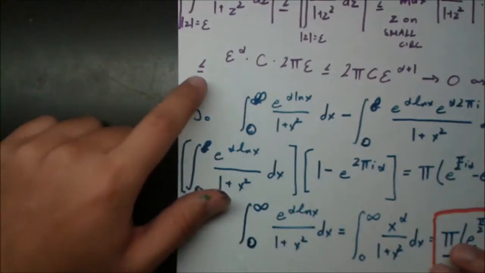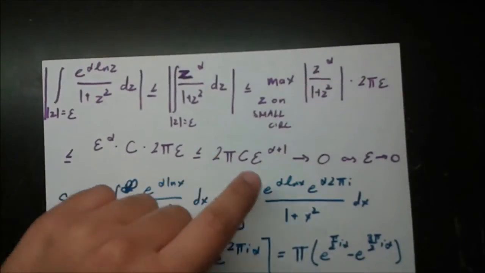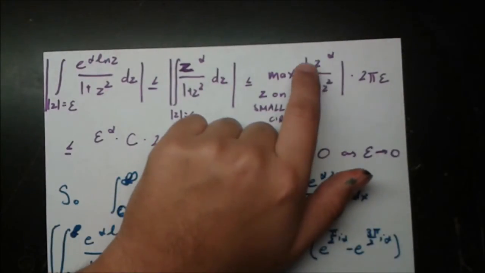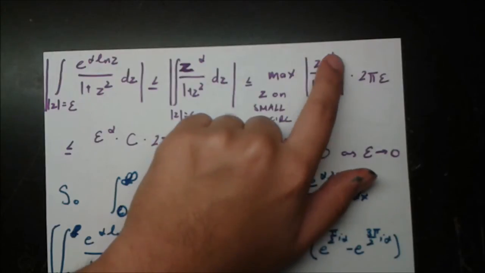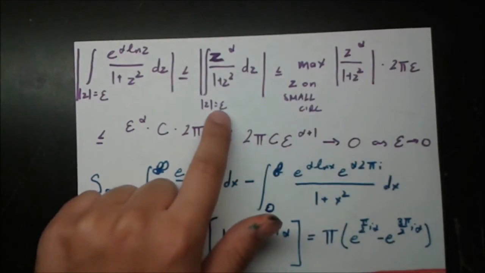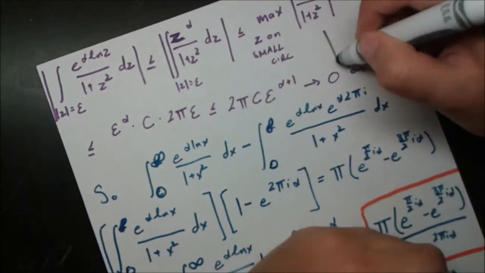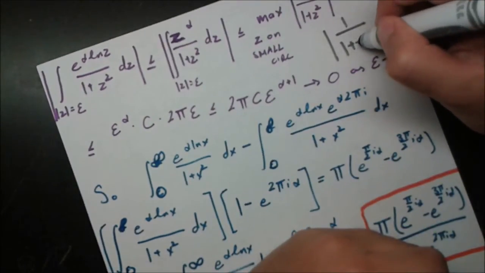Okay. Now this is less than or equal to what? We can just follow similar steps as before. If we take the modulus of the numerator, it's going to be modulus z to the alpha. What's modulus z? It's going to be epsilon. So it's going to be epsilon to the power of alpha. And then what are we left with? We're just left with modulus 1 over 1 plus z squared.